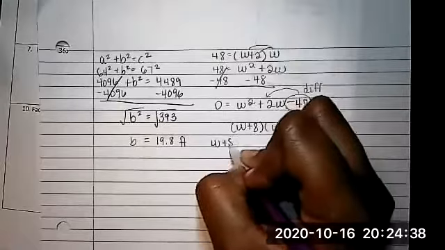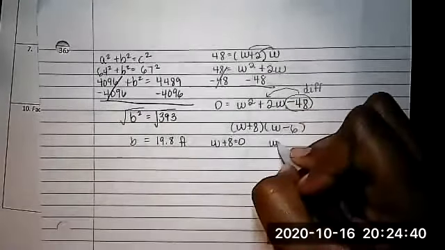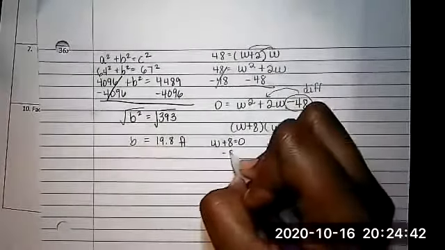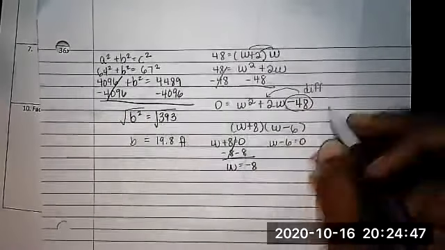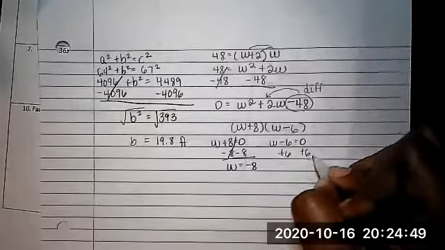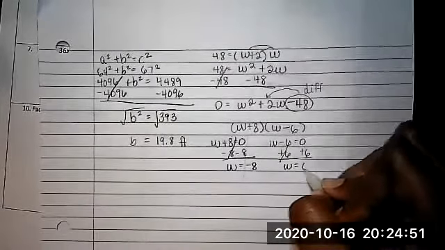W plus 8 equals 0, and then W minus 6 equals 0. Subtract 8. Your width is either going to be negative 8, or add 6. Width can also be positive 6.